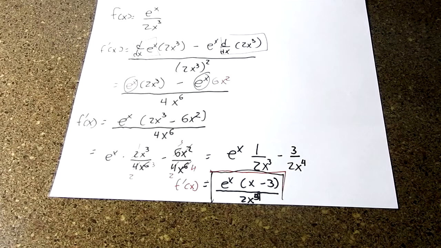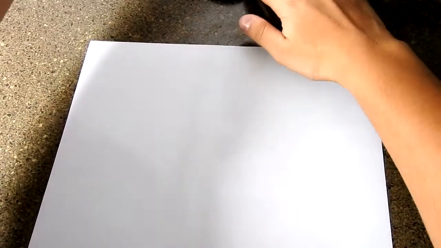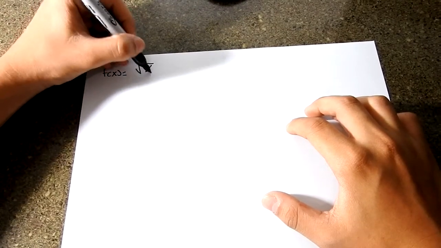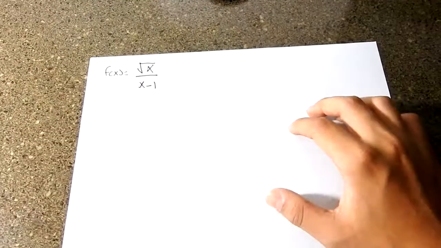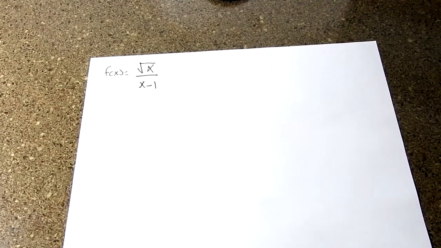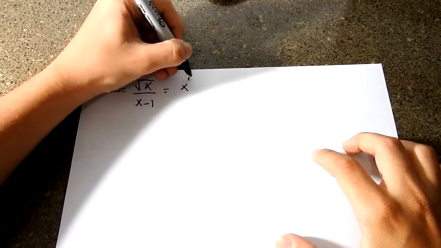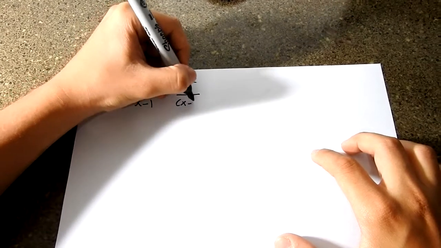So let's do another example. Now we're going to have this other example. So the function says f of x equals square root of x over x minus 1. We can do something here. We can rewrite this to make things clear. We have x to the 1/2 over x minus 1.